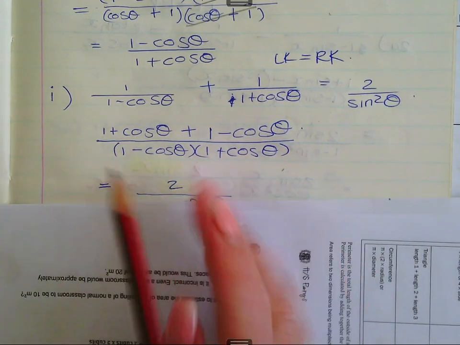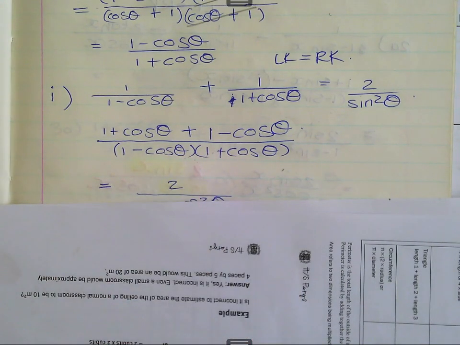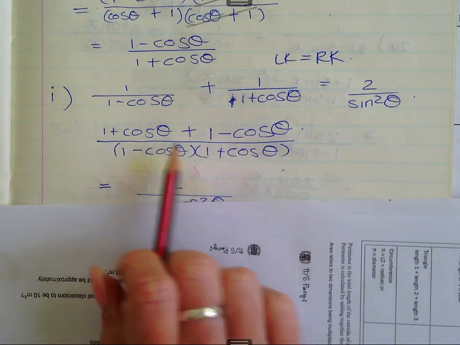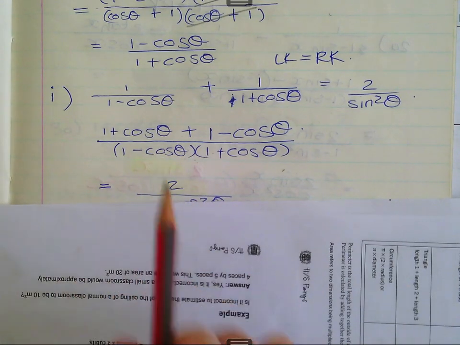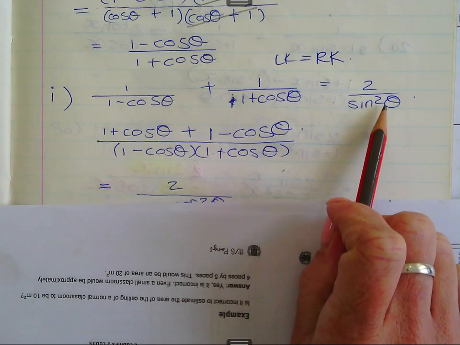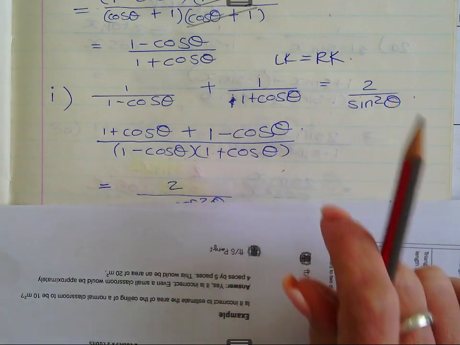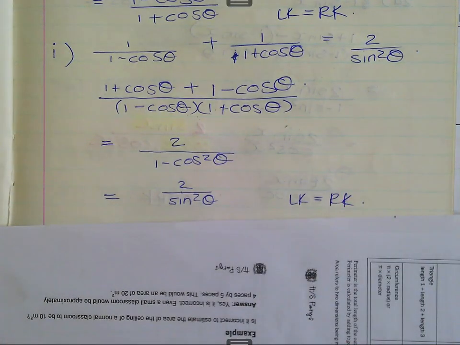Now when I look at the denominator, do you notice something about this? The brackets look the same, but it's only the sign that differs. So it's the difference of two squares. You see? So if I were to multiply that, I would get 1 minus cos squared. Do you agree? Now I'm just going to take a look at the denominator. I want sin squared. Is it good if I get 1 minus cos squared? Why? Because it is an identity, so I can just change the 1 minus cos squared to sin squared.